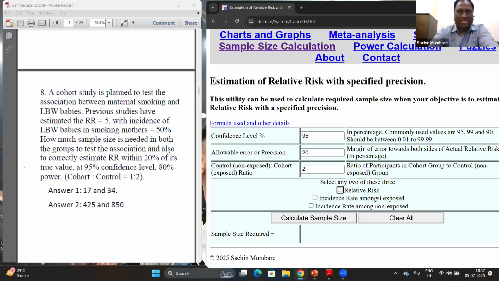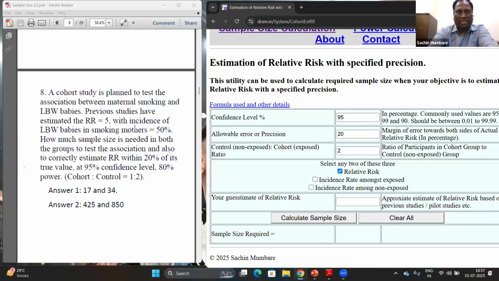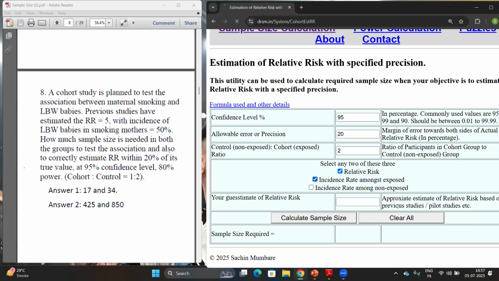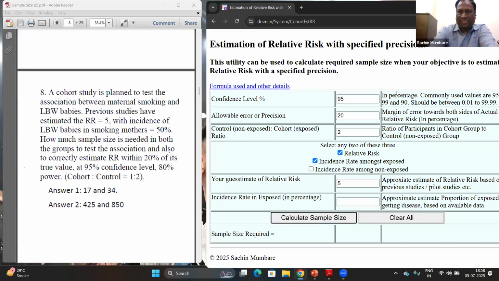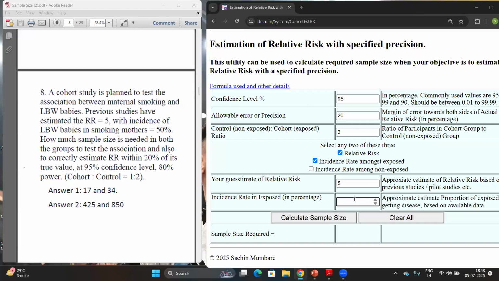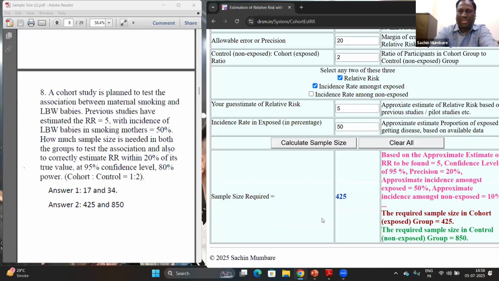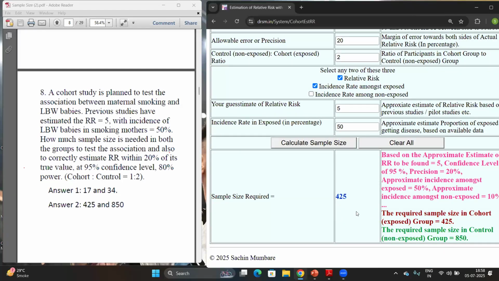And here, what is given? Relative risk is given. Is incidence given among exposed or non-exposed? Exposed. So, guesstimate of relative risk is how much? 5. Incidence rate among exposed is how much? 50%. So sample size is 425. This is for the first objective.